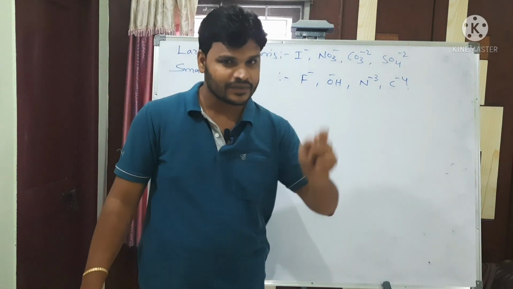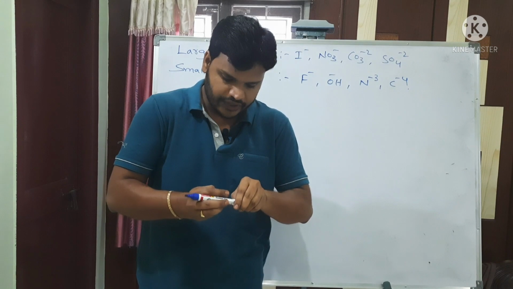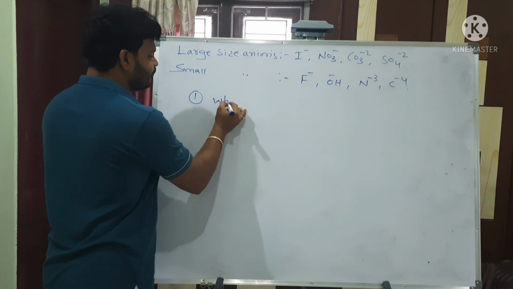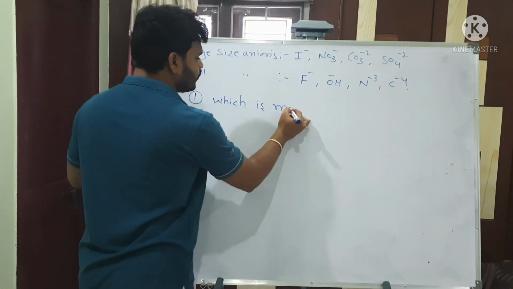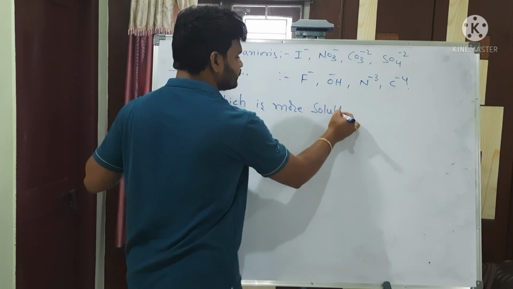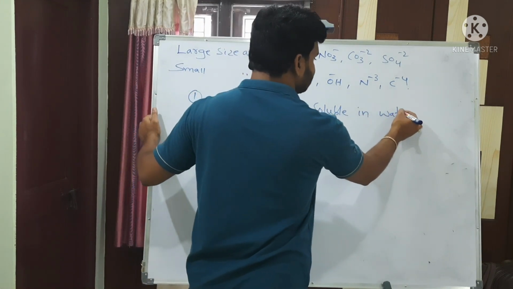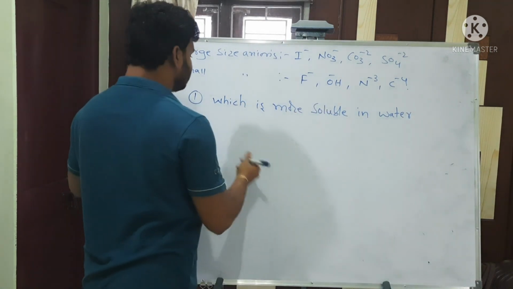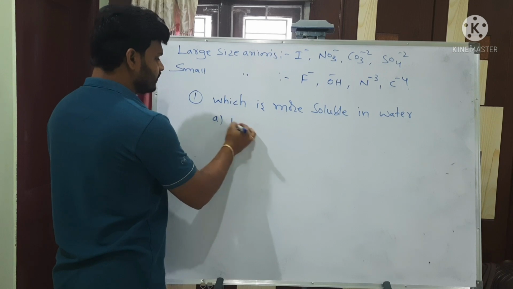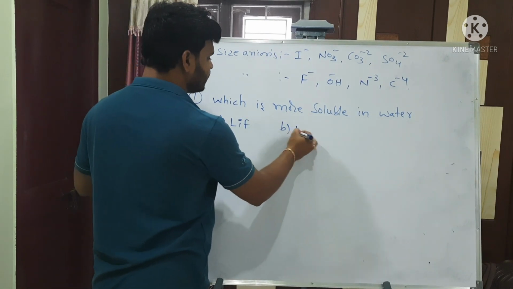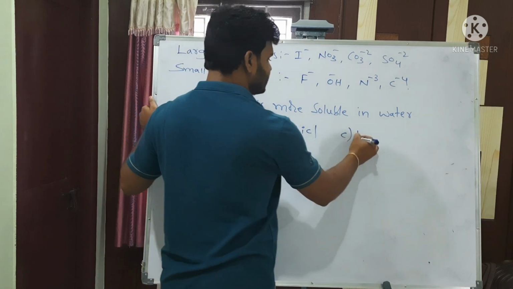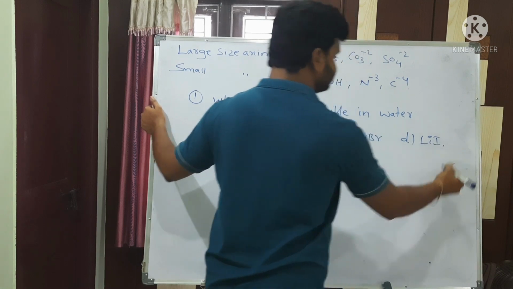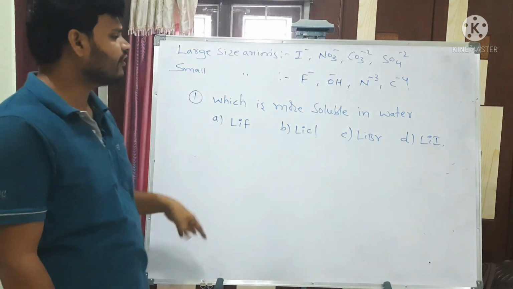Next, in examination they are going to ask a question like this. First one, which is more soluble in water? Here solubility order is nothing but soluble in water only. You need to check it. Which is more soluble in water? Option A, LiF. Option B, LiCl. Option C, LiBr. Option D, LiI.